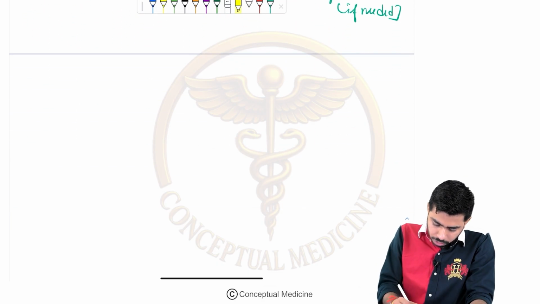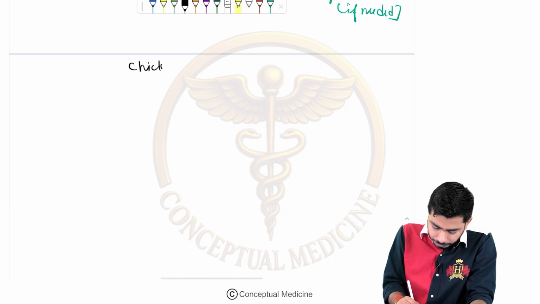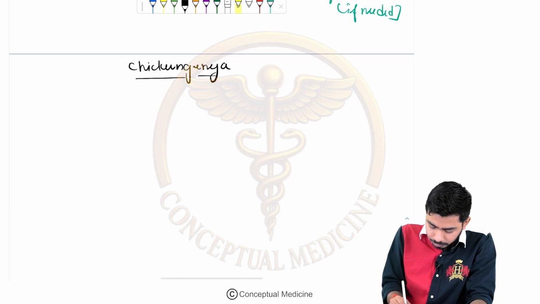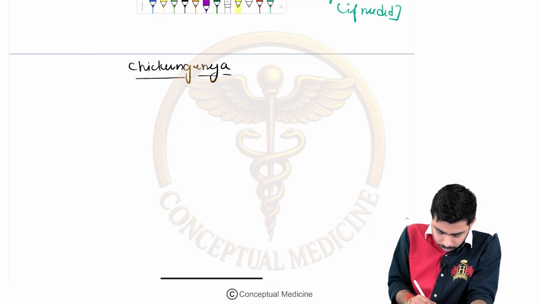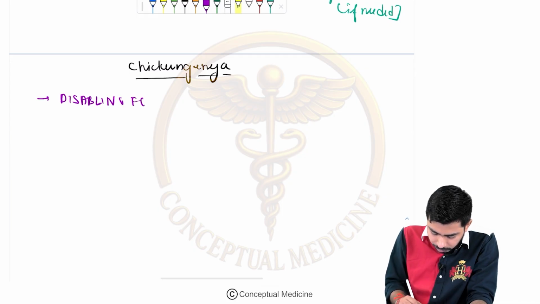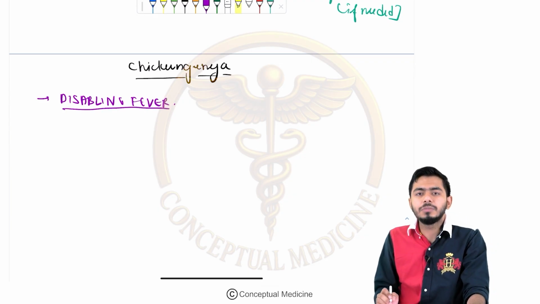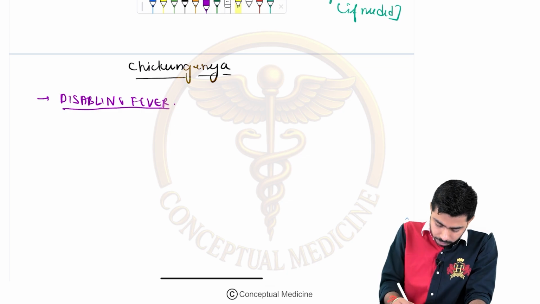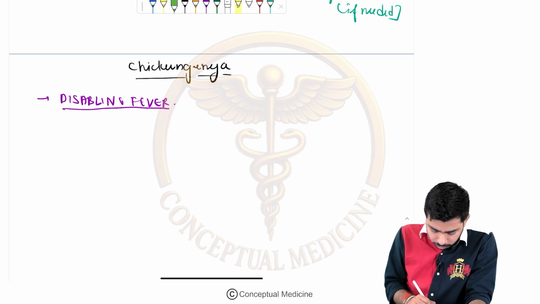Okay, guys, now we shall be talking about chikungunya. After dengue we shall be talking about chikungunya. Chikungunya, guys, is also called the disabling fever. Why is it the disabling fever? Because the person is almost disabled. Why is it so? Because severe joint pain can be there for a very long period of time, right? So that is the thing over here. So it is also called the disabling fever.